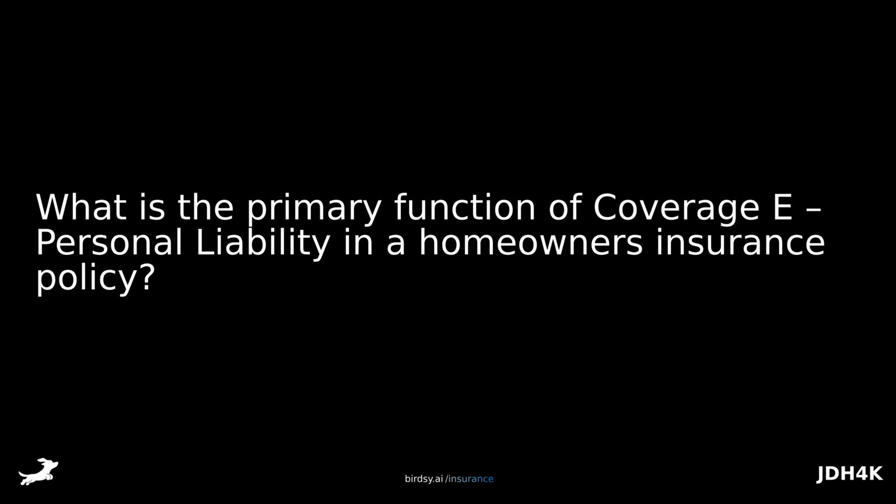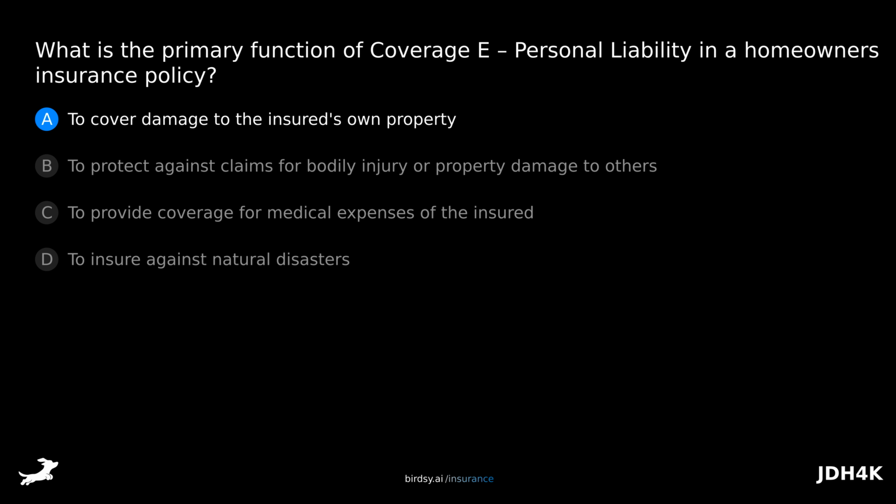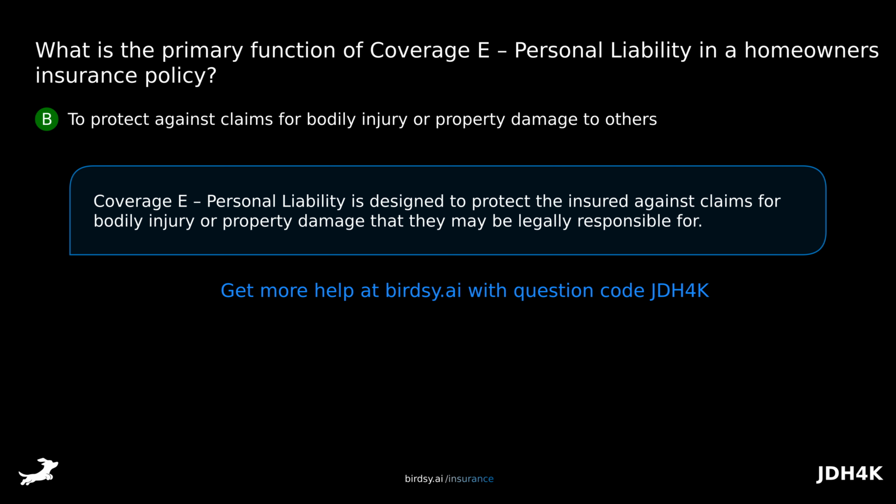What is the primary function of coverage E, personal liability, in a homeowner's insurance policy? Is it A, to cover damage to the insured's own property? B, to protect against claims for bodily injury or property damage to others? C, to provide coverage for medical expenses of the insured? Or D, to insure against natural disasters? The answer is B, to protect against claims for bodily injury or property damage to others. Coverage E, personal liability, is designed to protect the insured against claims for bodily injury or property damage that they may be legally responsible for.